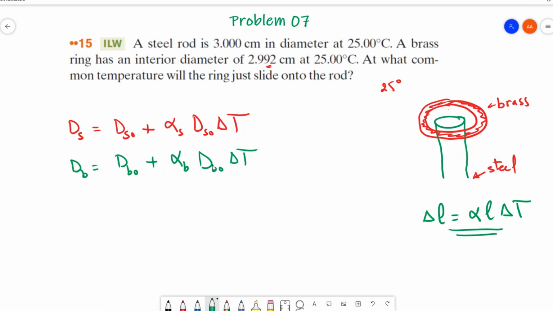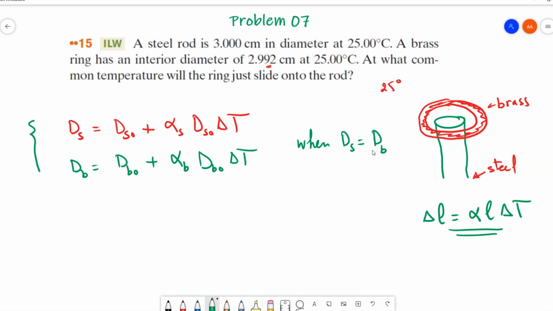So good. We need to get delta T. Okay, so we want to have delta T. This one, yes. First of all, this relation, we need to search delta T when ds is equal to dB.